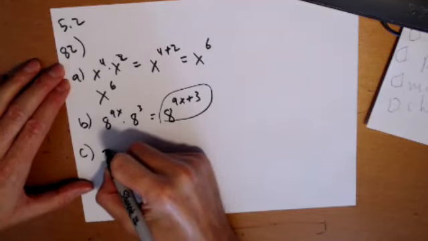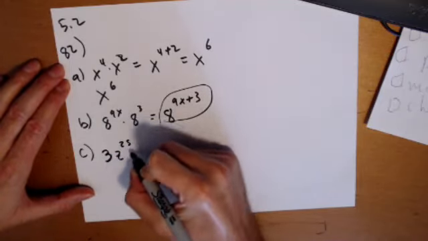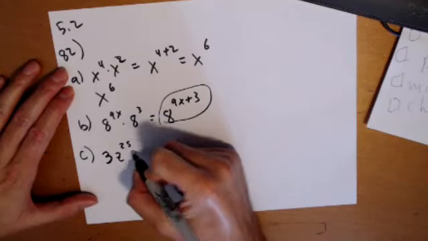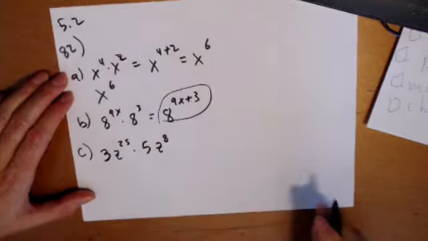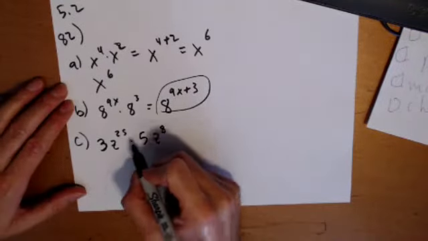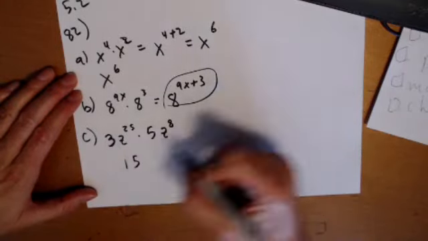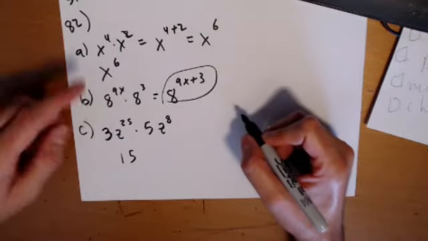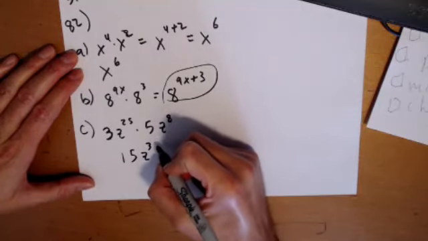3. God, my 3's are horrible. 3z to the 25. Yeah, this probably was a good problem to do. 5z to the 8th. Everything is just being multiplied. So there's a 3 and a 5 being multiplied. That gives me the 15. Z to the 25, z to the 8. Just add them together. Z to the 33.